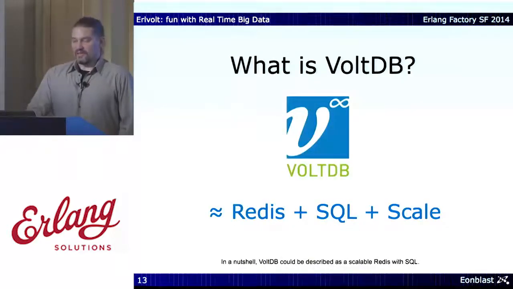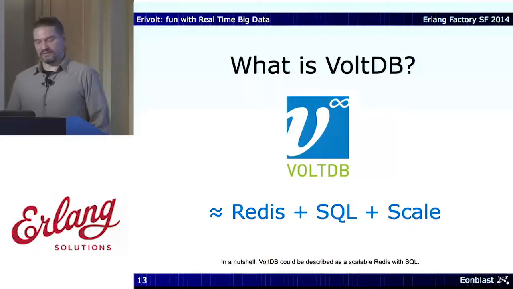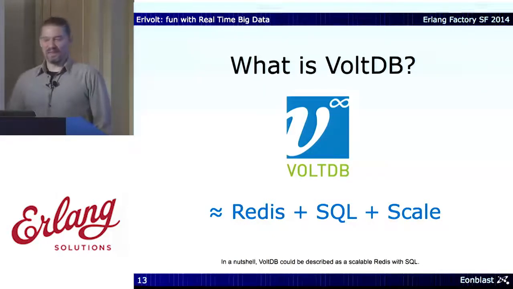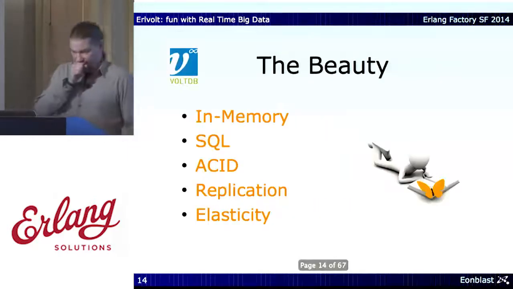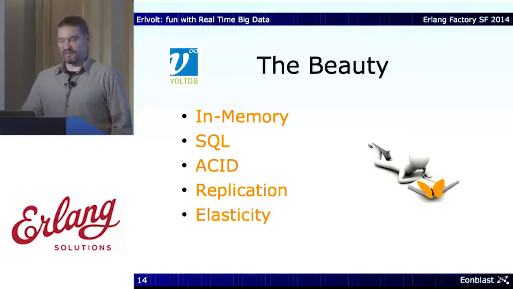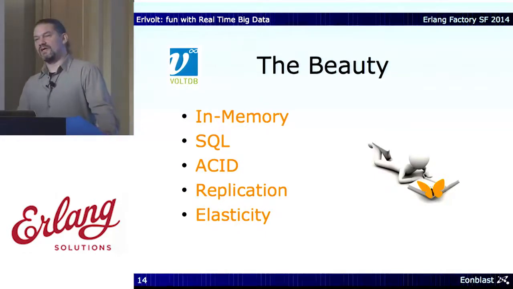So what is VoltDB? In a nutshell, I'd like to describe it as Redis plus SQL plus scaling. And the beauty of it is it's in memory, and that means it's incredibly fast. But it keeps SQL, and it even keeps ACID, which can be very important. And because of the way that it uses a cluster, of course it has the expectable ways of replication. And meanwhile, in version 4, it also has ACID elasticity, so you can add additional power while it's running.